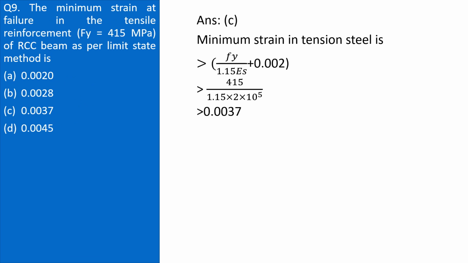Ninth question. The minimum strain at failure in the tensile reinforcement, fy equal to 415 MPa, of RCC beam as per limit state method is. Here also we can adopt the same equation for the minimum strain in steel. The minimum strain in steel should be more than fy by 1.15 Es plus 0.002. When substituting the value, we will get a strain which is more than 0.0037. So C is the correct answer.